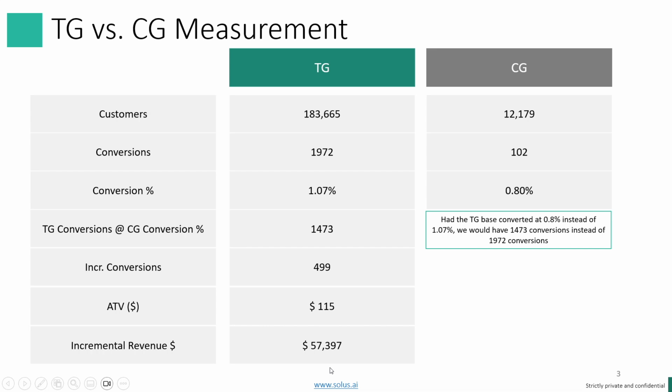One thing I'd like to point out is this 499 incremental conversions. It's a mathematical number. You can't go back into your database and isolate which of your bills are these 499 incremental bills. That's not possible. You just get a number saying 499 bills are incremental, but you cannot isolate which ones are the incremental bills. This is how incremental revenue is computed.